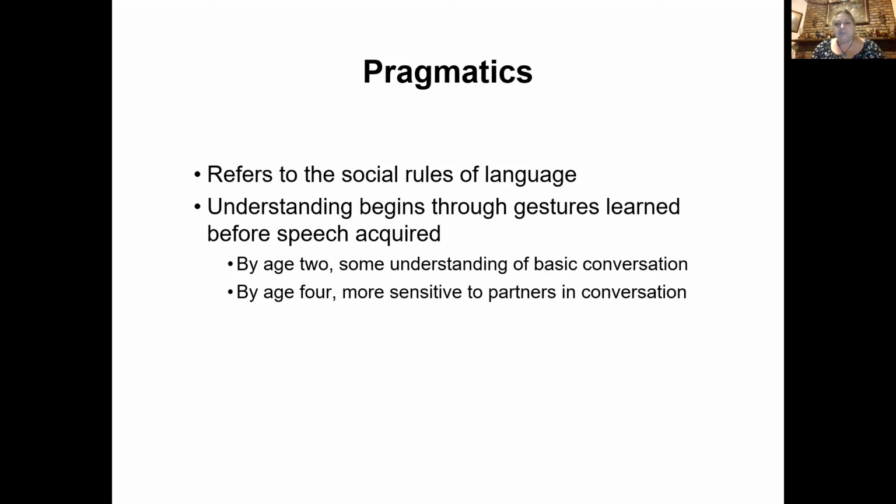By the age of 2, some kids have some understanding of basic conversation. By age 4, children are already kind of understanding what to say, what not to say, and how to be more sensitive in conversation. In other words, being able to listen to what somebody says and then have that exchange back and forth. They're developing pragmatics.